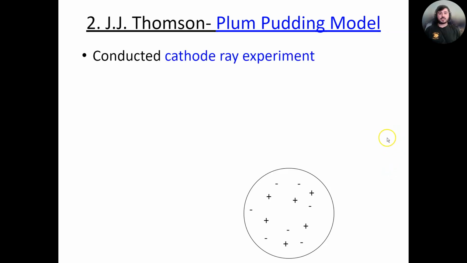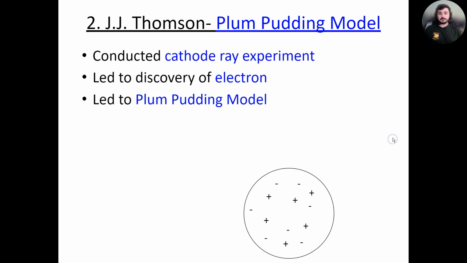Now, he conducted what's known as the cathode ray experiment or cathode ray tube experiment. And this actually led to the very first discovery of the electron, which is one of our three subatomic particles we're going to be talking about a lot this chapter. And again, it led to this idea of what's called the plum pudding model.